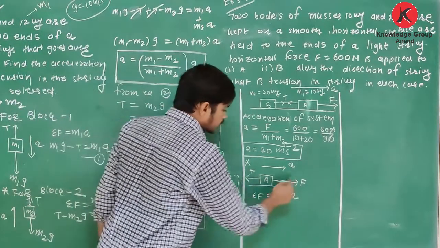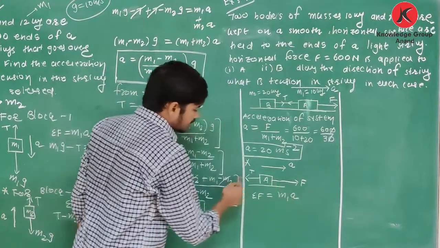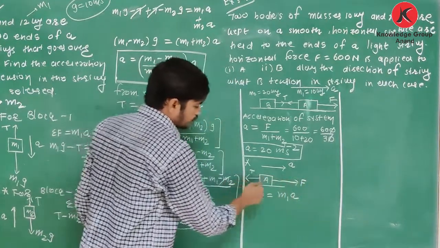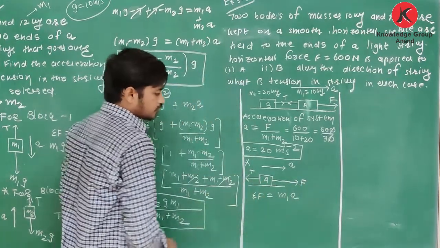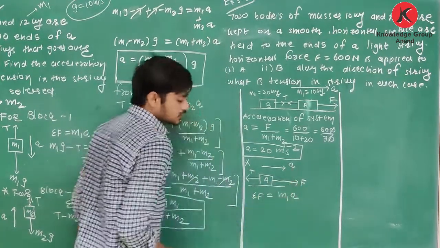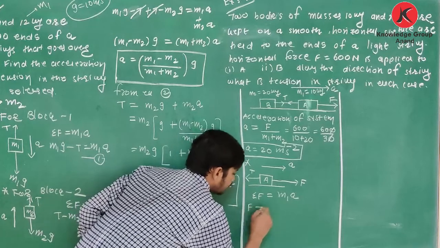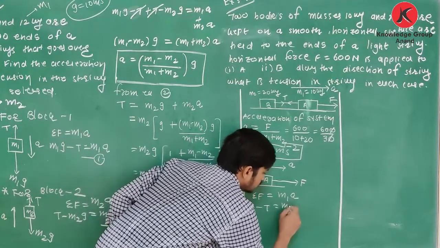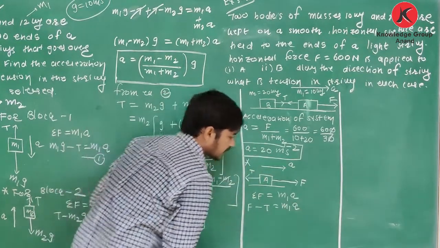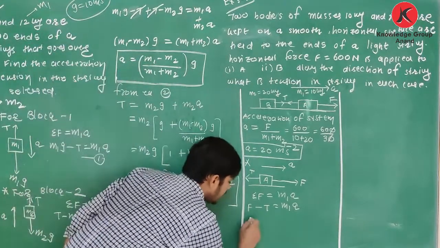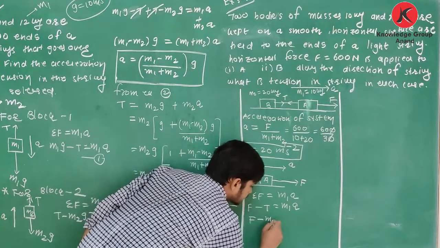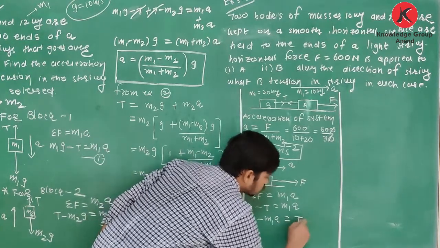Sigma F is the net force acting on block A along the horizontal direction. It is F and T. F is in the direction of acceleration, so I can write F minus T is equal to M1A. Clear about this? Now how to find T? F minus M1A is equal to T.